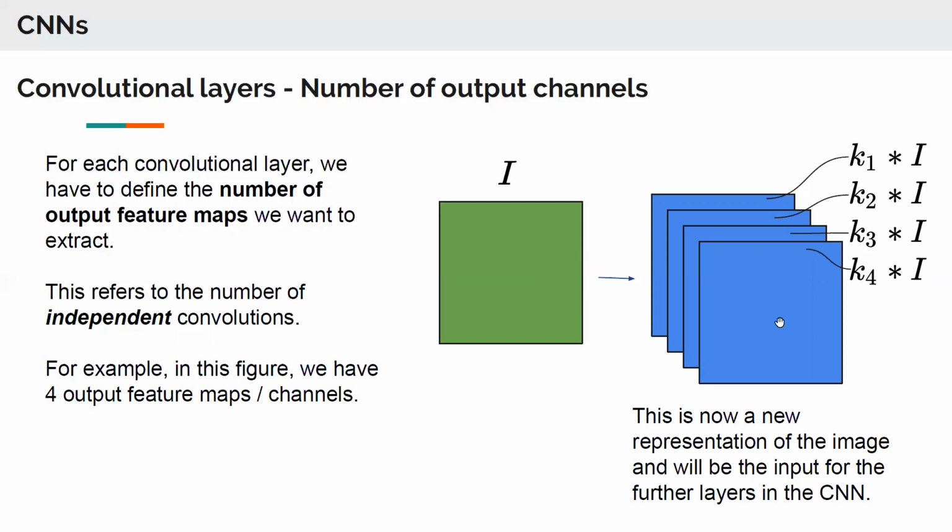Okay, and the thing to note here is that once we have these different kind of outputs, then these outputs together form the new representation of the image. And now whatever further processing is going to take place is going to be based on these representations. Okay.